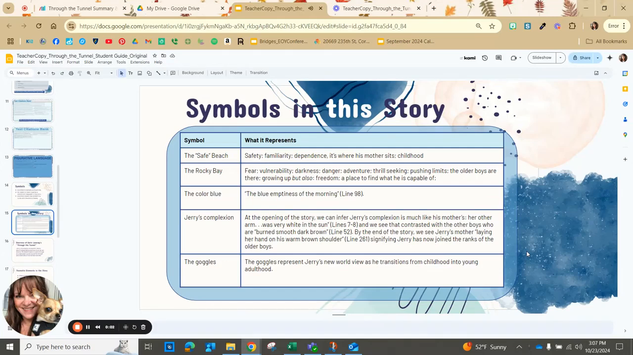You're going to be asked to snip a part of my video. And the part of the video that I want you to snip is this chart that says symbols in this story. I don't want a screenshot. I want a snip of the slide from the video. All right, go to it.